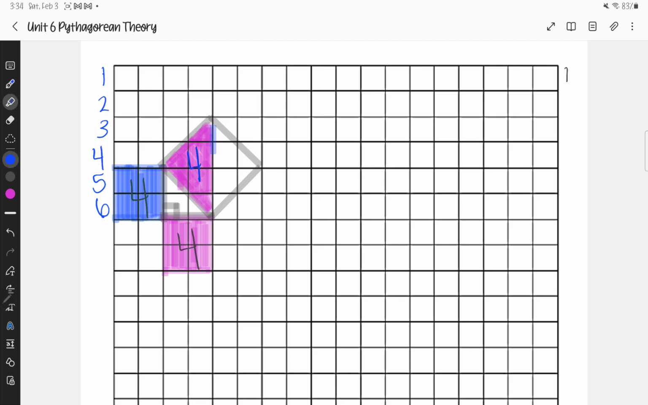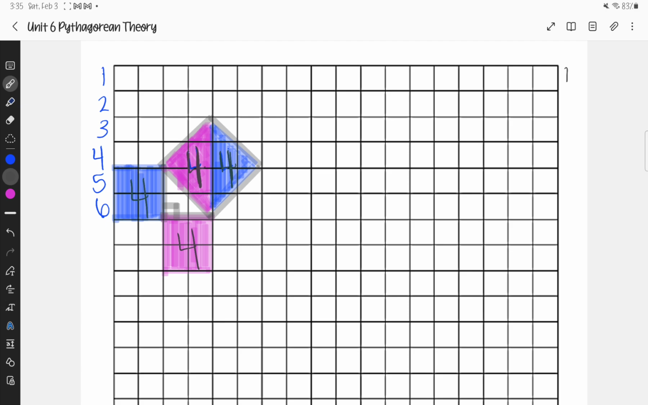Now we have blue. These are going to make up 4 tiles as well. And that's exactly what Pythagoras found, is that when he did this, the number of tiles he made to create this square and the number of tiles he used to create this square gave me the total number of tiles in this big square.